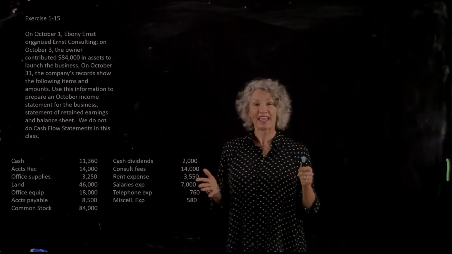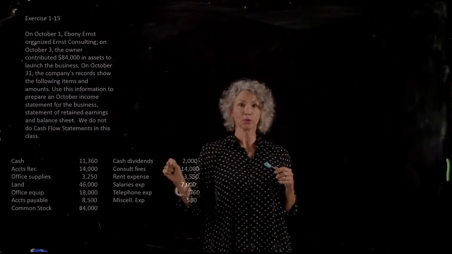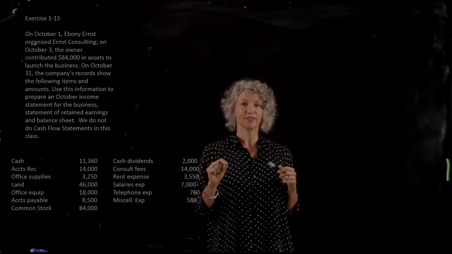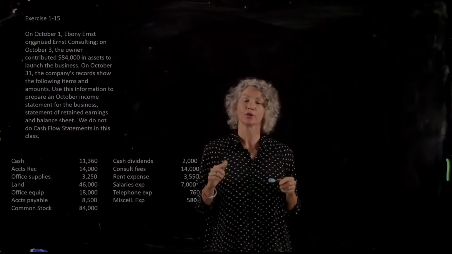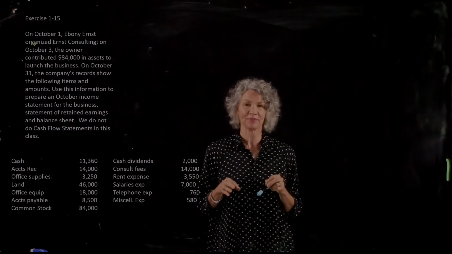Hi, class. Okay, so now we are doing an exercise from chapter 1, exercise 1-15 from the John Wild book, the new book that we're using in Accounting 209 for fall 2016.